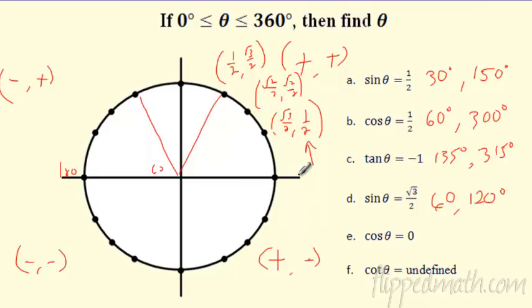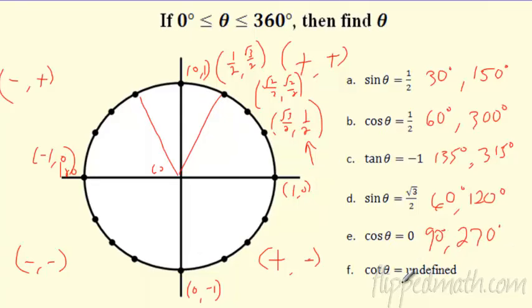And where's the cosine 0? I don't know. This is going to be one of those quadrantals. So this is going to be 1, 0; 0, 1; negative 1, 0; and 0, negative 1. Cosine's the x term, so it's going to happen on the y-axis, which is 90 degrees and 270.